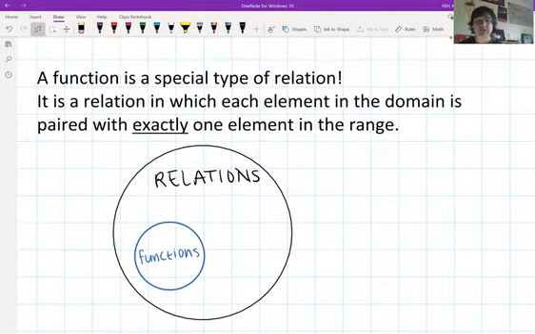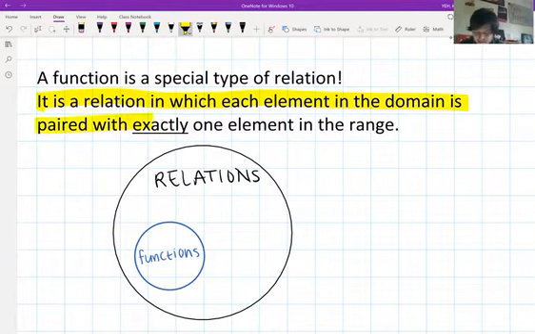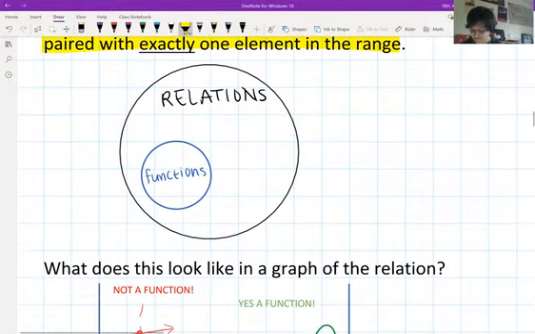But not all relations are functions, and here's the special rule. A function is a relation in which each element in the domain is paired with exactly one element in the range. That means that each x only goes to one y. I'll say that again. Each x only goes to one y. That's what makes something a function. So a single x value does not have 2 different y values.